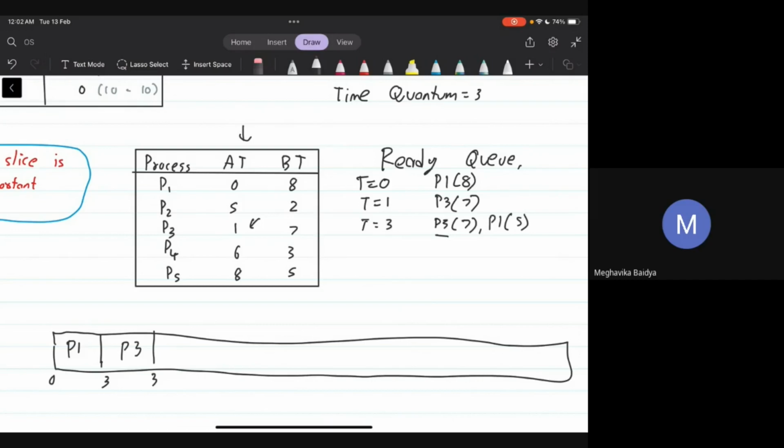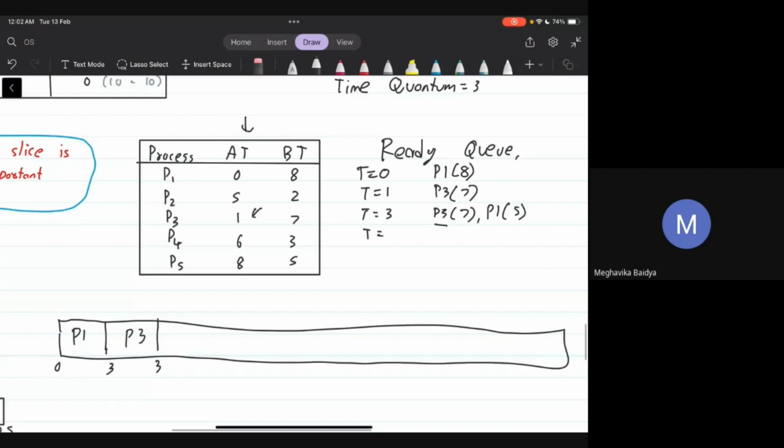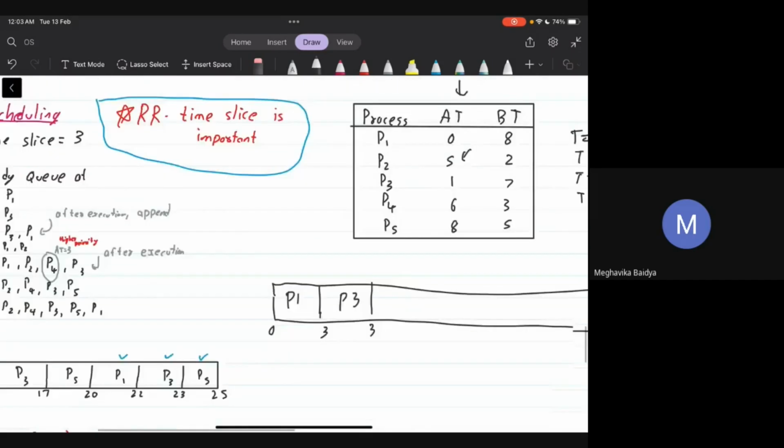So now let's see, t equals 5, right? Because P2 is coming at arrival time 5 here. At t equals 5, P2 comes with a burst time of 2, and in the queue you already have P1 with a burst time of 5. So you'll write that right below like that. Correct, right?